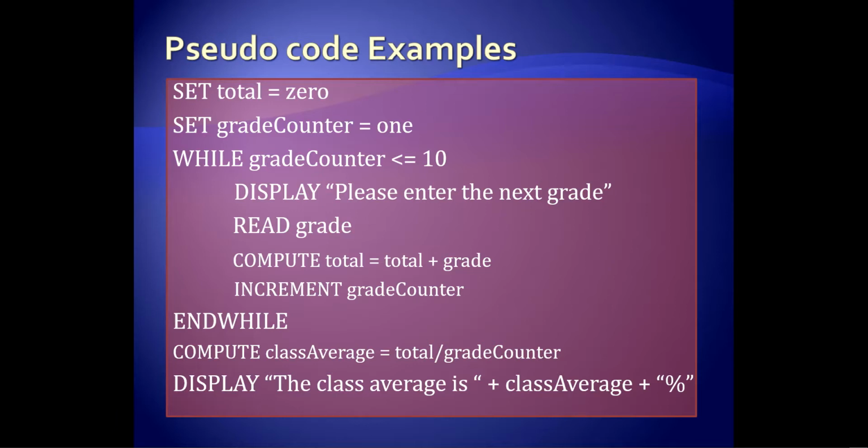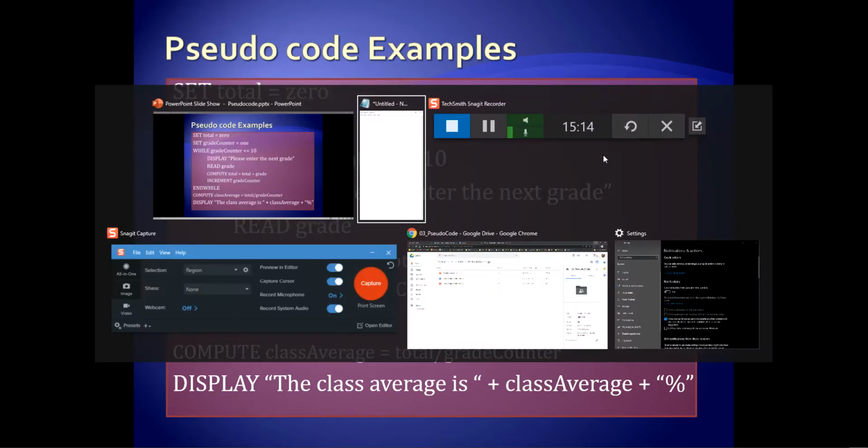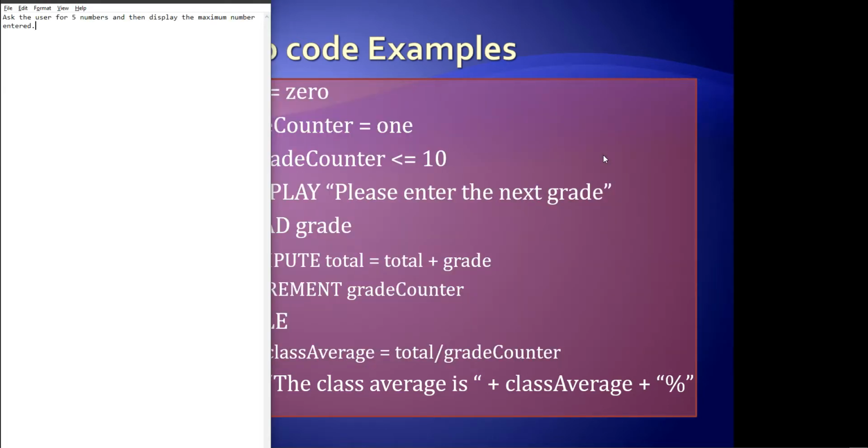I'm going to go through a quick little example with you just to try this out. So let's say I have this question. Ask the user for 5 numbers and then display the maximum number entered. All right, so the first thing we need to realize is that we got to ask them for 5 numbers. That means that we're going to have to create a loop. And it says display the maximum number entered. Well, that means we got to track what the maximum number is.